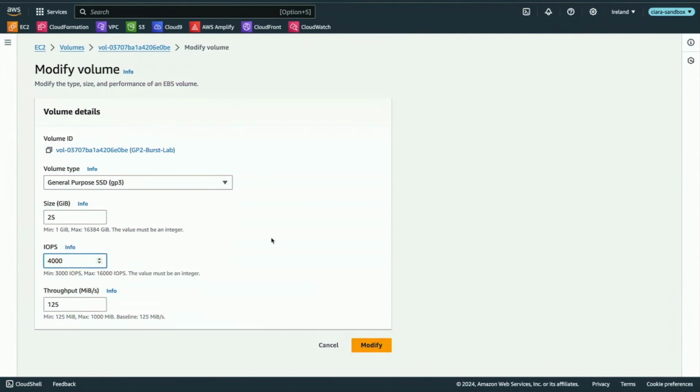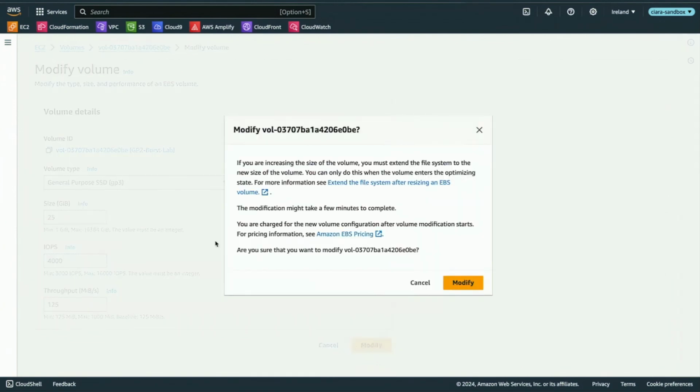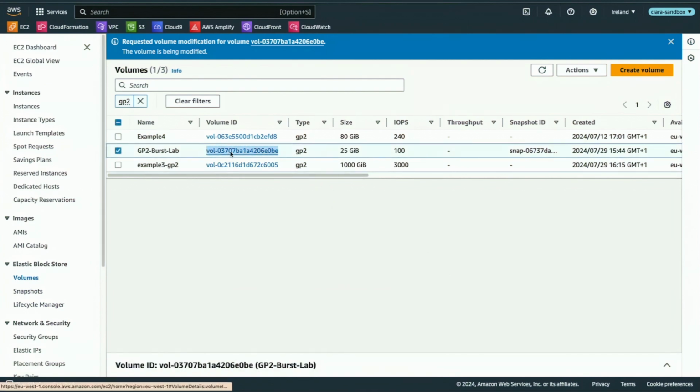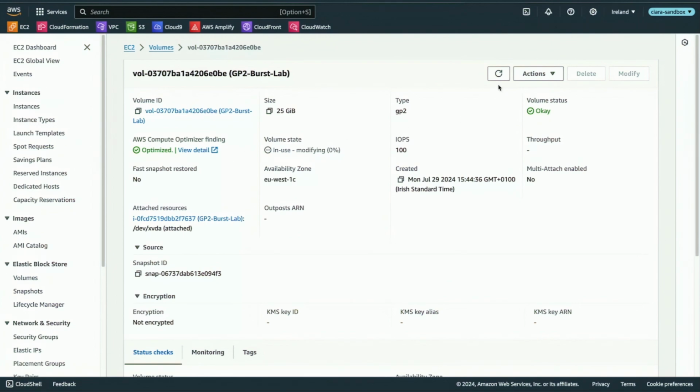So we're changing this type from GP2 to GP3, and we're keeping the size the same. As I mentioned previously, with GP3 volumes you can independently provision the IOPS and throughput separately from the size, which we're doing now. So let's modify this volume. And now let's go back in and have a look at it. We can see here that the volume state is modifying.